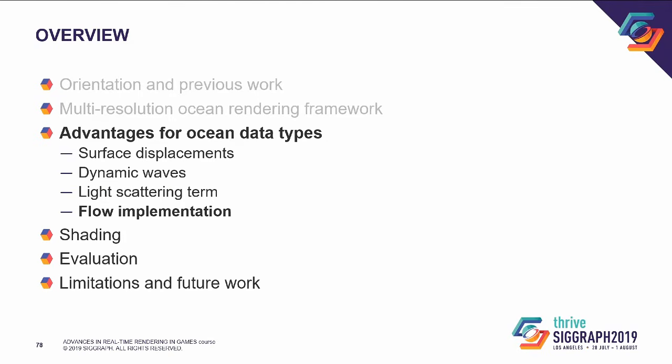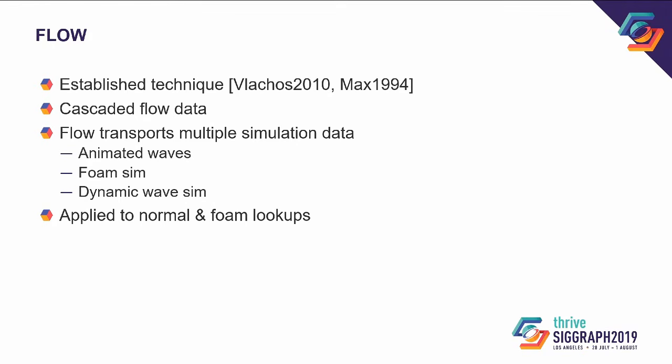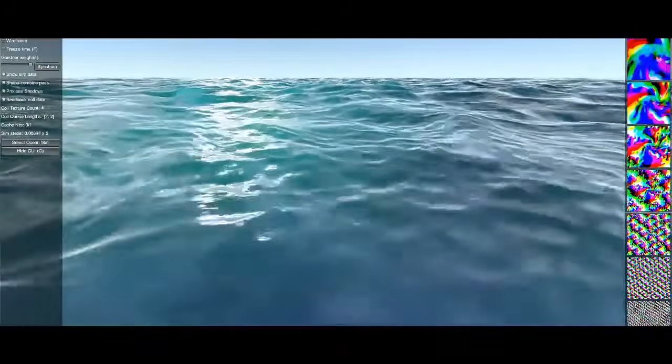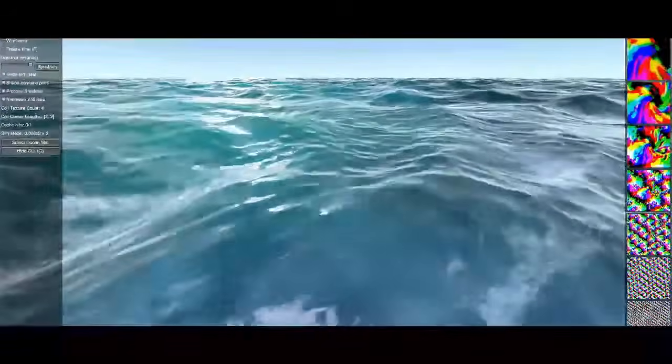The final simulation data type that benefited from our framework is our flow implementation. Flow is an established technique for animating visual features with prescribed velocities. We add flow as a type of simulated data, which can then impact other data, such as the animated waves, foam, and dynamic waves. We also apply this flow to any texturing on the ocean surface to give a coherent result. Here's an example of a flow effect in action.